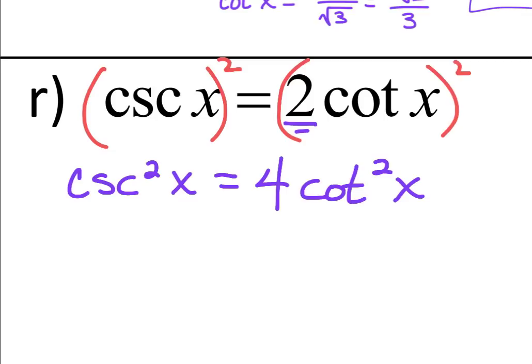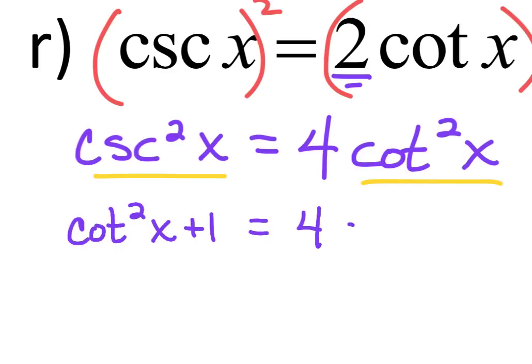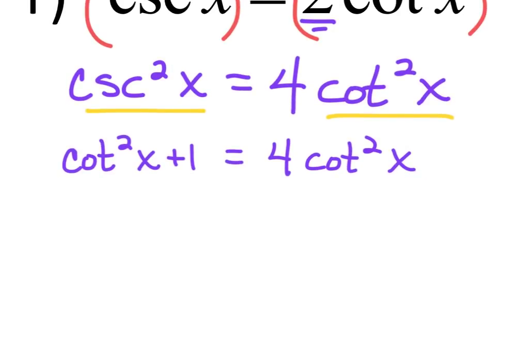You can substitute either the cosecant squared or the cotangent squared with the Pythagorean identity in this one, because you've only got one term of each. But I am going to substitute for the cosecant squared just because that's what I have here on my paper. So that's going to be cotangent squared of x plus 1 equals 4 times cotangent squared of x. Then I'm going to subtract 1 cotangent squared from both sides. So 4 minus 1 is 3. So over here I have 3 times cotangent squared of x.